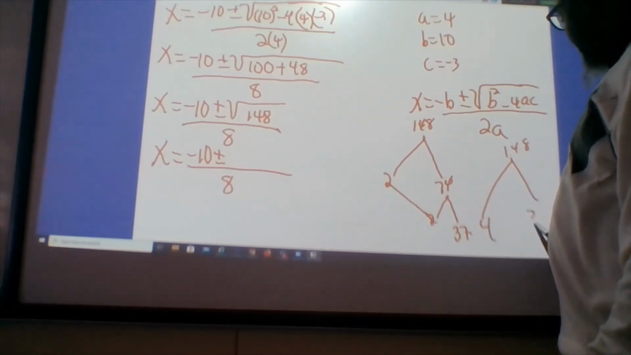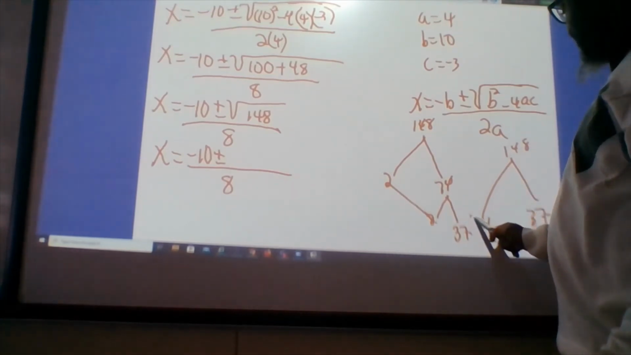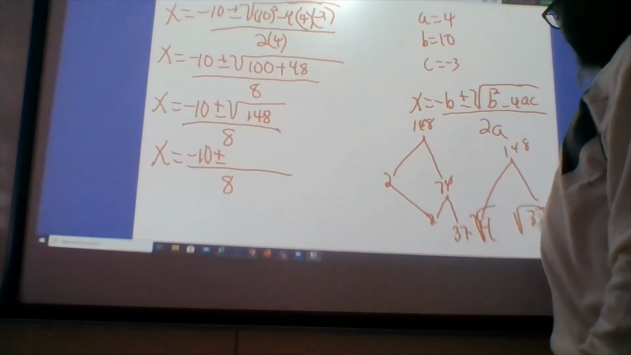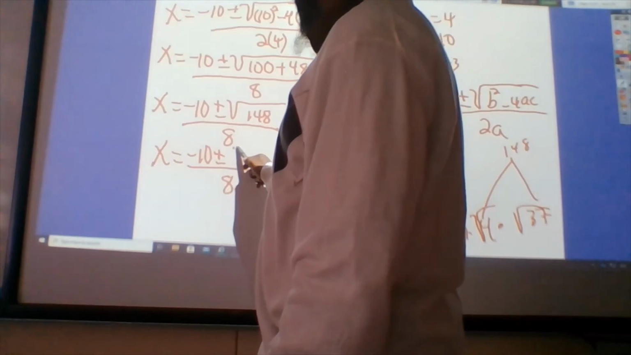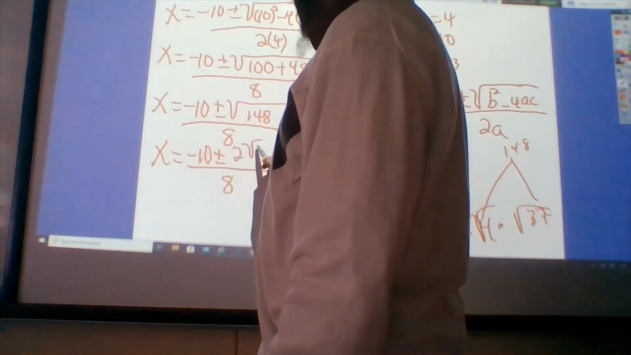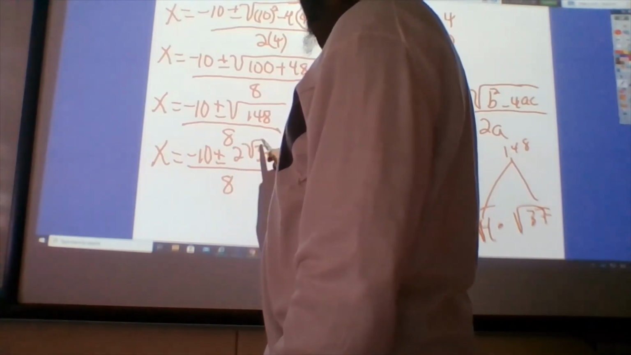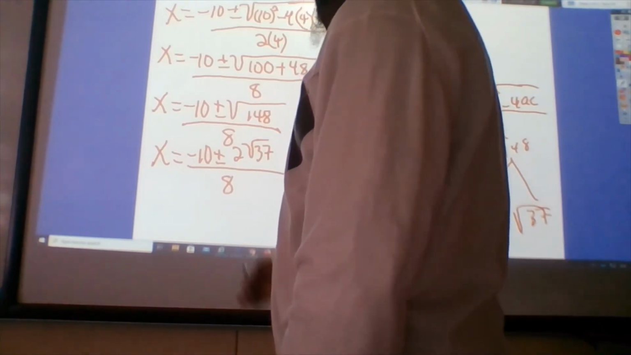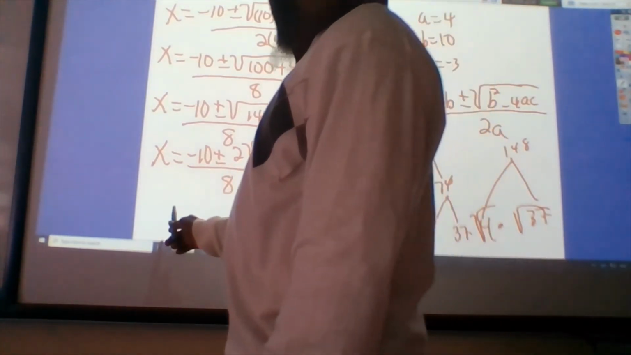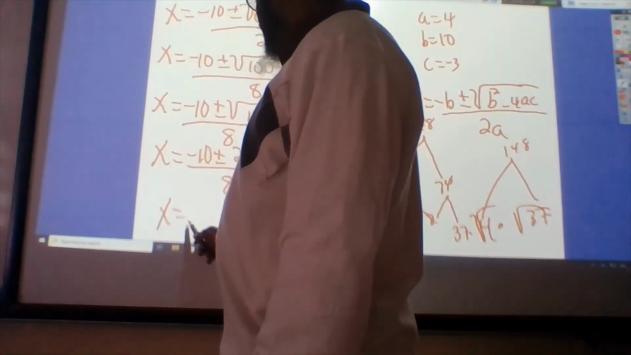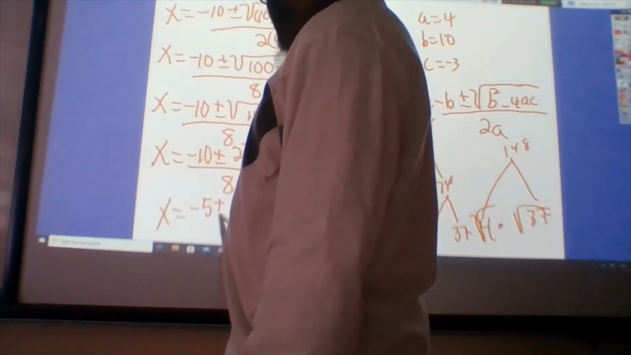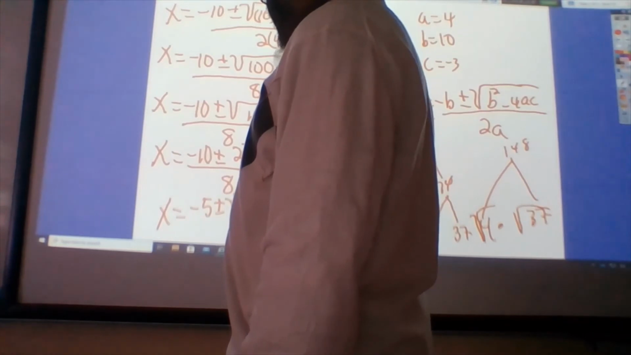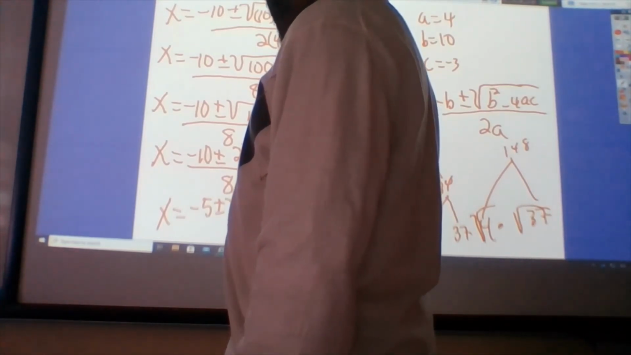All right, those have 2 in common. I can factor out 2. When I factor out 2, this is going to give me negative 5. The 2 is going to cancel, giving me the root of 37. And 8 divided by 2 is 4. The answer does not change, my friend. It is about belief. If you believe you can add and subtract correctly, you're going to get there. You're going to get to your destination.